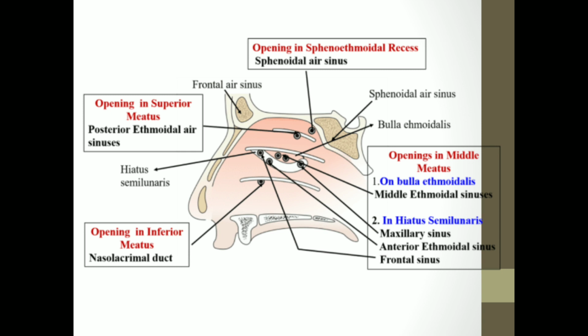Then the superior meatus, where you see the opening of the mid posterior ethmoidal air sinus. Supreme, you see a recess called the sphenoethmoidal recess. It is called sphenoidal, where you see the opening of the sphenoidal air sinus. See, all the air sinuses are opening in the lateral wall of the nose.